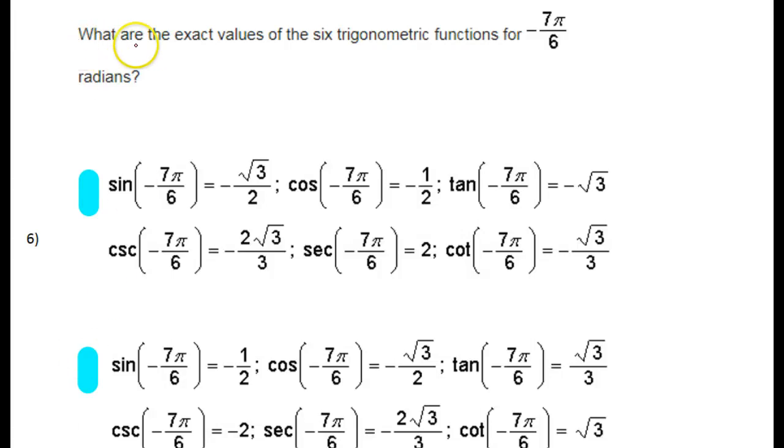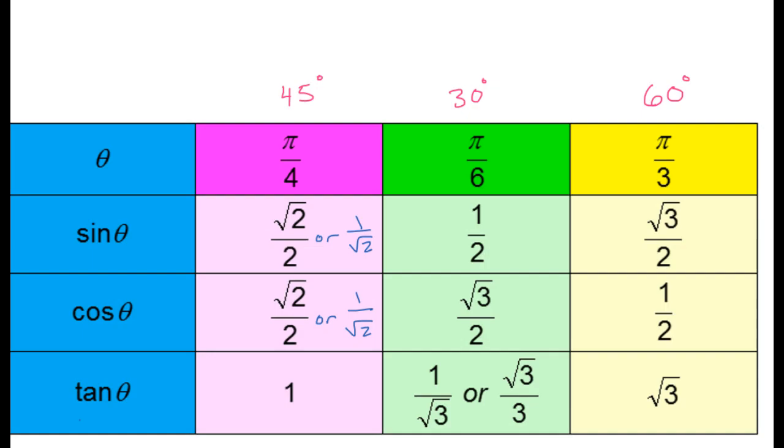So, what are the exact values of the 6 trigonometric functions for the angle negative 7 pi over 6 radians? Now, the first thing you need to do, if you have not memorized this chart, you need to copy this chart down and use it on every assignment. Okay, so pause the video and copy down this chart right now, and I will assume that you have access to this at all times.